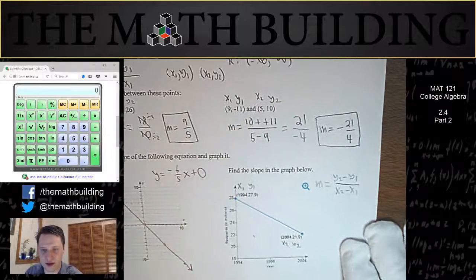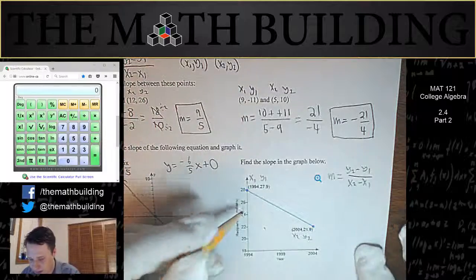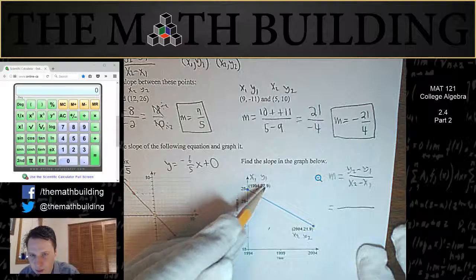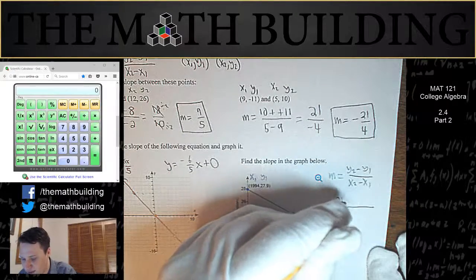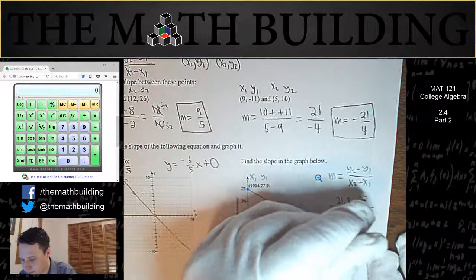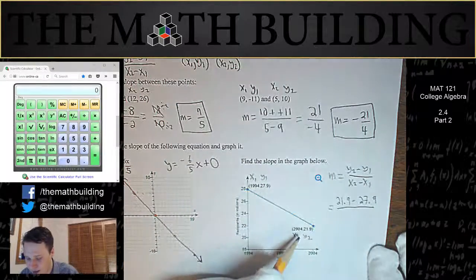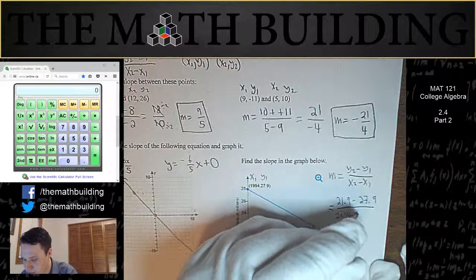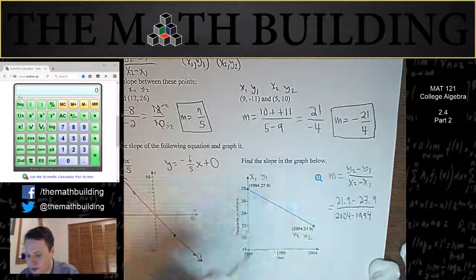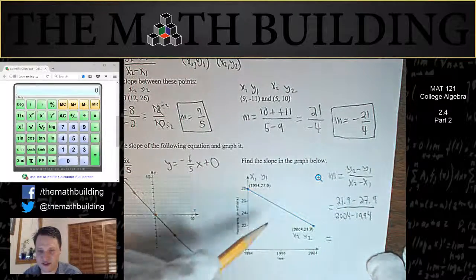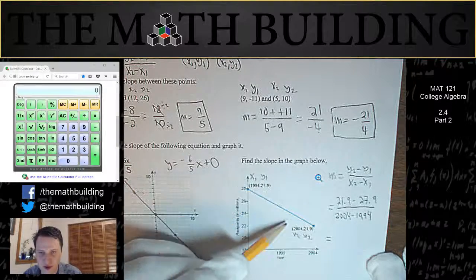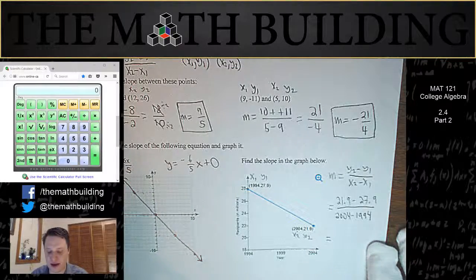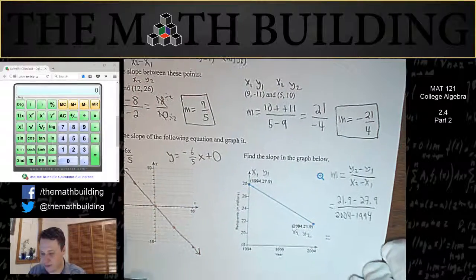So let's use the formula to solve for that. y2 minus y1 is going to be 21.9 minus 27.9. And we have 2004 minus 1994. Notice that it's very important that I'm consistent. I did this number minus this number, so I needed to do this number minus this number. If you do it backwards, you're going to get the wrong sign or the wrong answer.